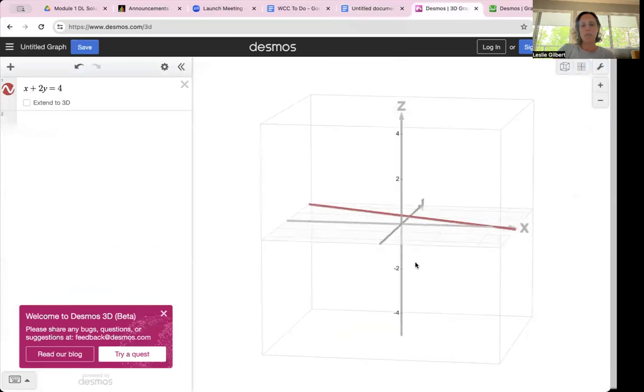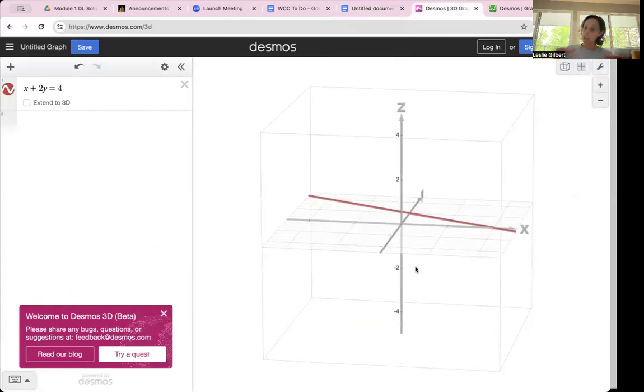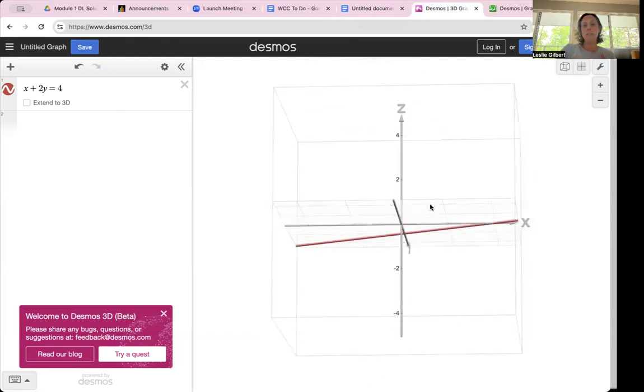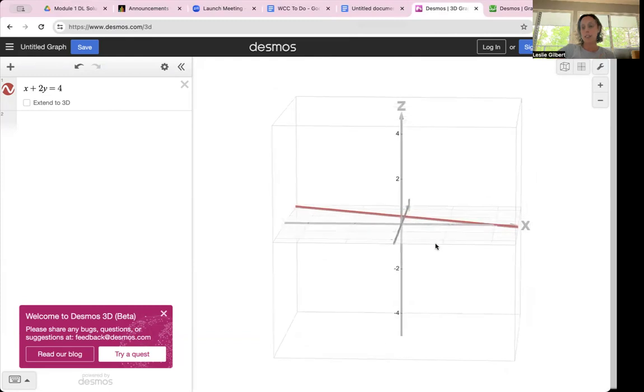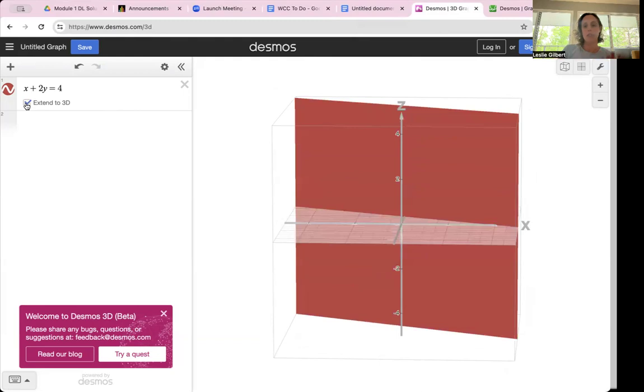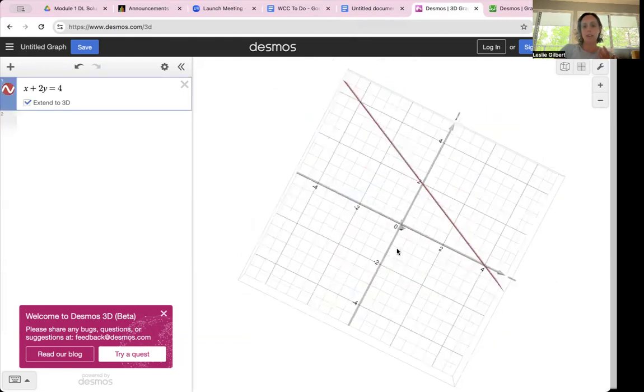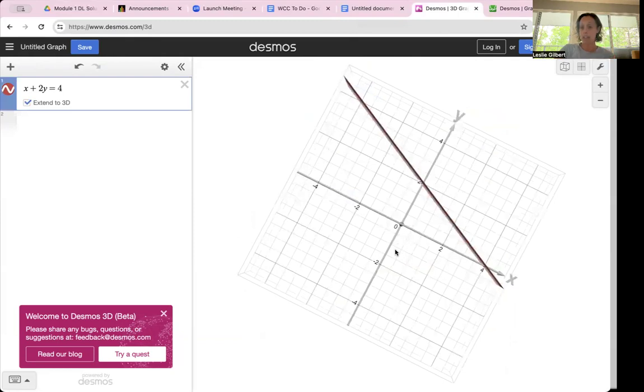When I'm saying no, I'm not talking about a 2-dimensional line, I'm talking about the plane X plus 2Y equals 4, which is basically saying it has to follow along that line, but Z can be anything. So we can extend that line up and down infinitely to make a plane. That would look like this. And if you go to a top view down on the XY plane, you can see you get that equation, X plus 2Y equals 4.